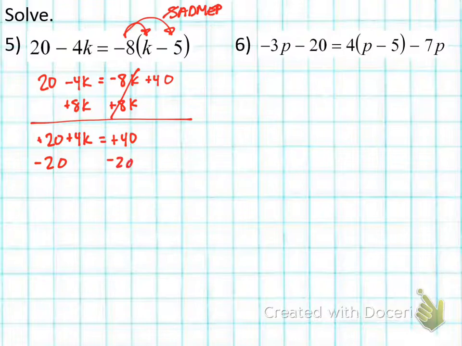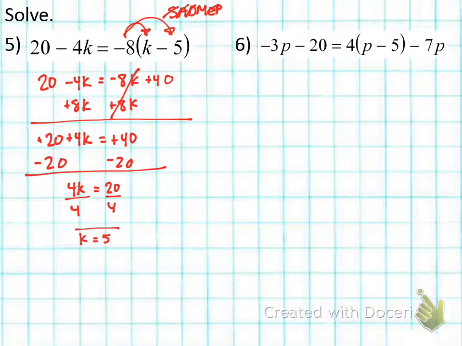sides. When we do that, we get 4k is equal to 20. Okay. And then we have any division signs? No. Multiplication signs? Yeah, we have a multiply times 4, so we're going to do the opposite, which is divide by 4. So k is equal to 5. And that's it. Okay, that's number 5.